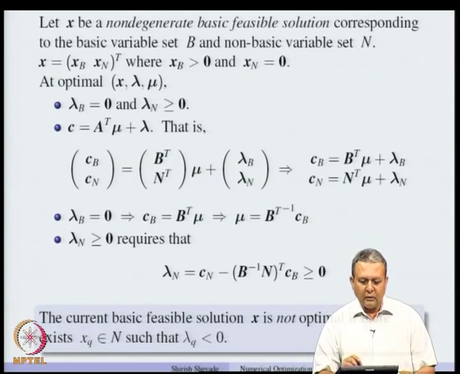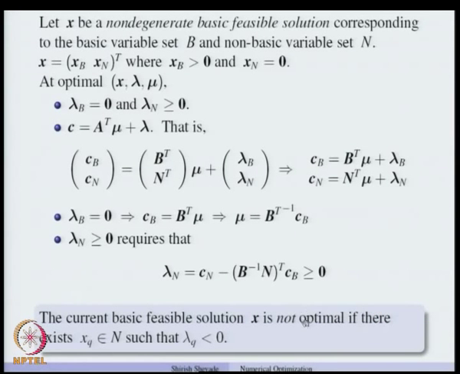So, the current basic feasible solution x is not optimal if there exists a non-basic variable, say x_q, such that the corresponding Lagrangian multiplier is less than 0, or strictly negative. In such a case, we can definitely say that the current basic feasible solution is not optimal.